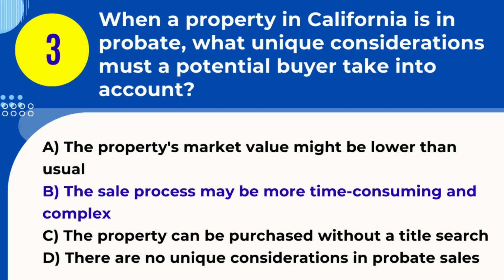Answer: B. The sale process may be more time-consuming and complex. Explanation: when buying a property in probate in California, the buyer must be prepared for a potentially more time-consuming and complex sale process, as the probate court oversees the sale and approval is required.